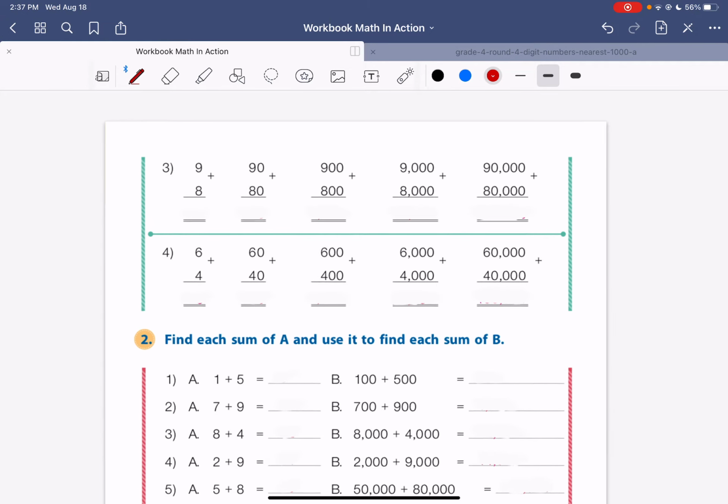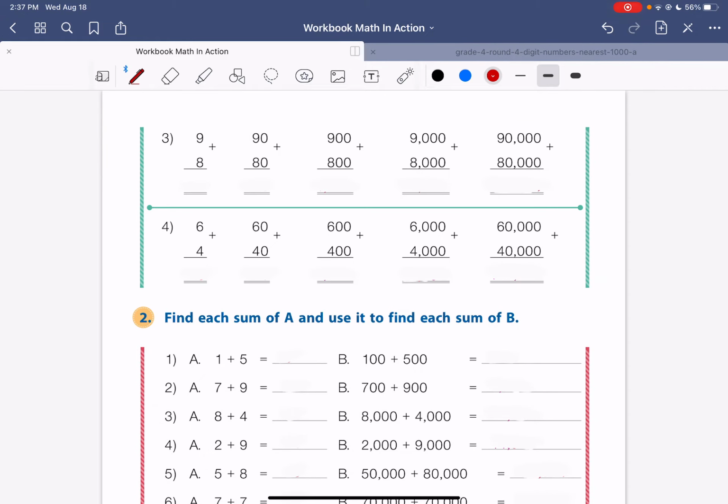Here we can try this. 9 plus 8, we get 17. 6 plus 4, we get 10. So for homework, you're going to try number 3 and number 4.